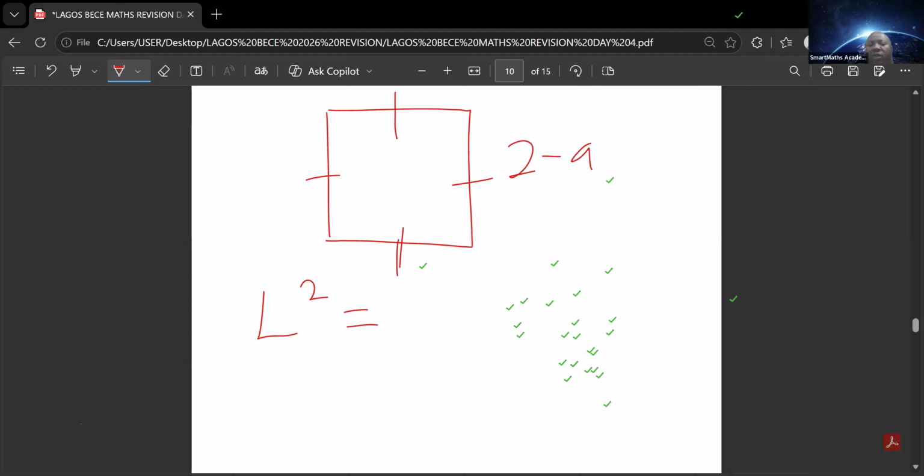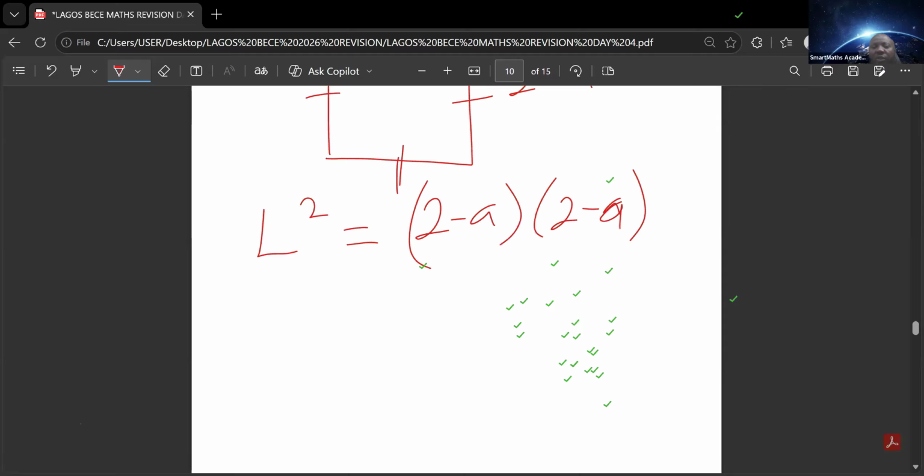So the concept of expansion of algebraic expressions is now coming in. How do you expand? Expansion is that you are going to use the terms you have in the first bracket to multiply out the terms you have in the second bracket. So that means we have 2 open bracket 2 minus a close, minus a. I've used these two.